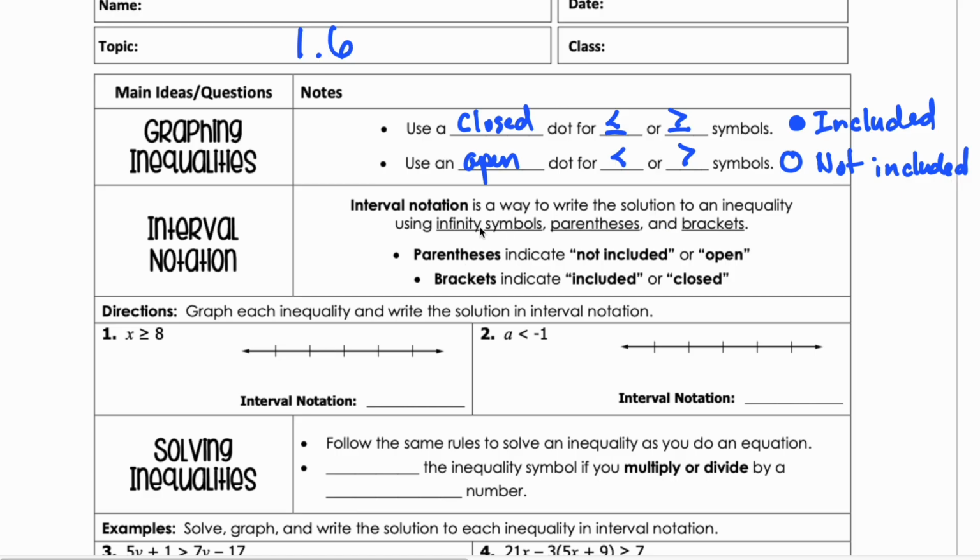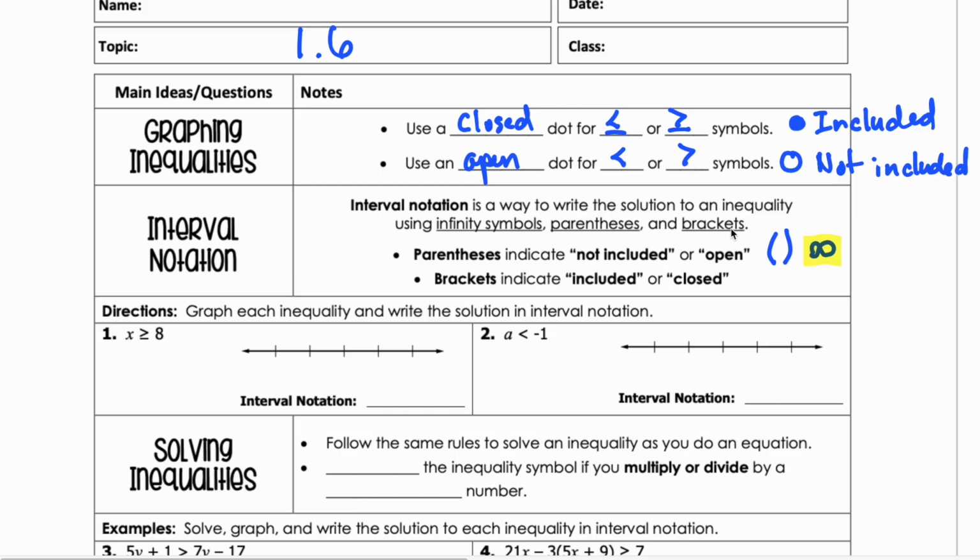So if we look at interval notation, we are also going to be using included and not included. Interval notation is a way to write the solution to an inequality using infinity symbols, parentheses, and brackets. Nothing much to that, it's just getting used to these symbols. The parentheses indicate that it's not included, like an open bubble. So this is our parenthesis. And we always use a parenthesis for our infinity symbol. I just want you to remember that.